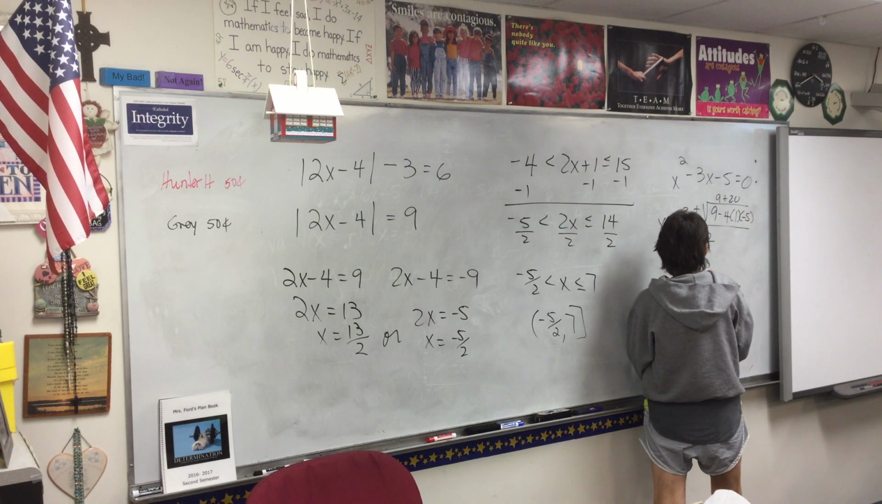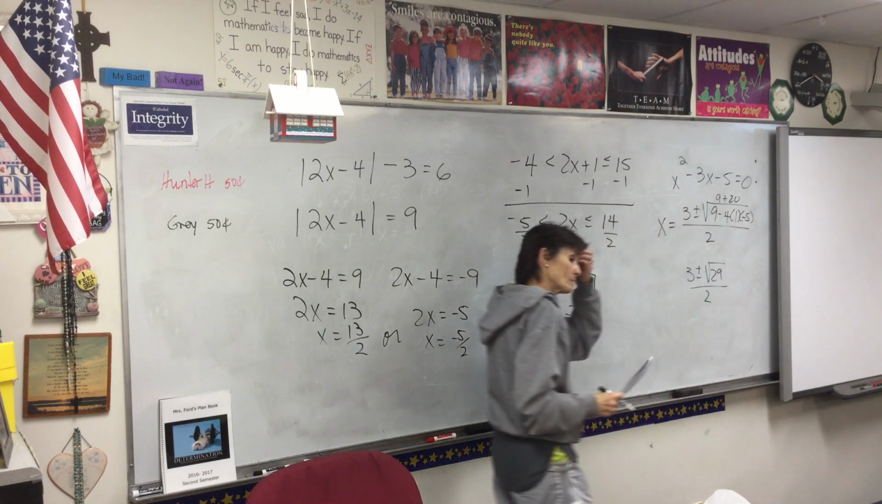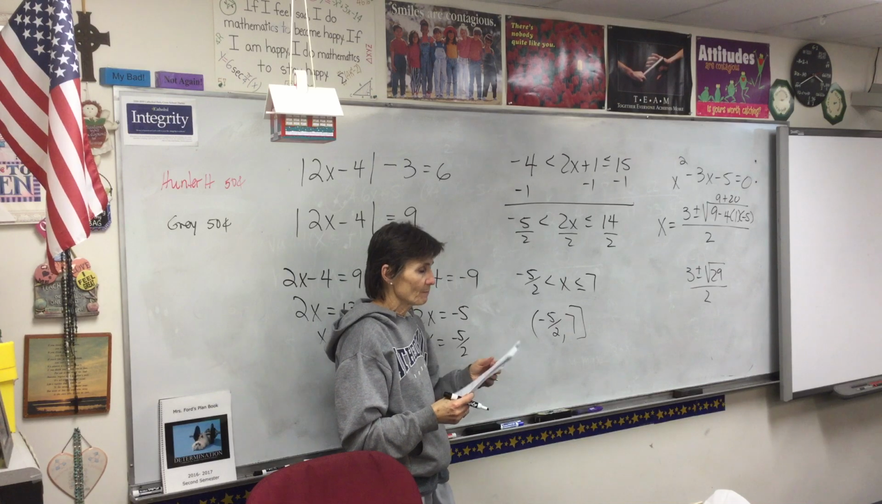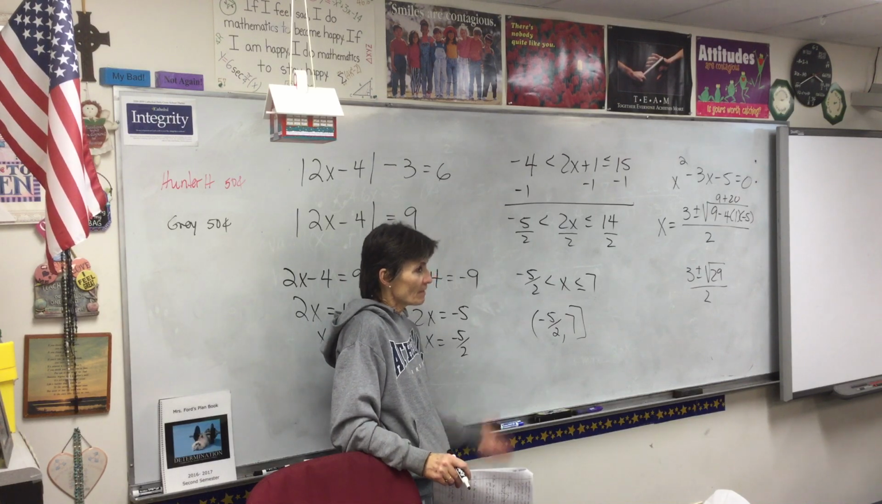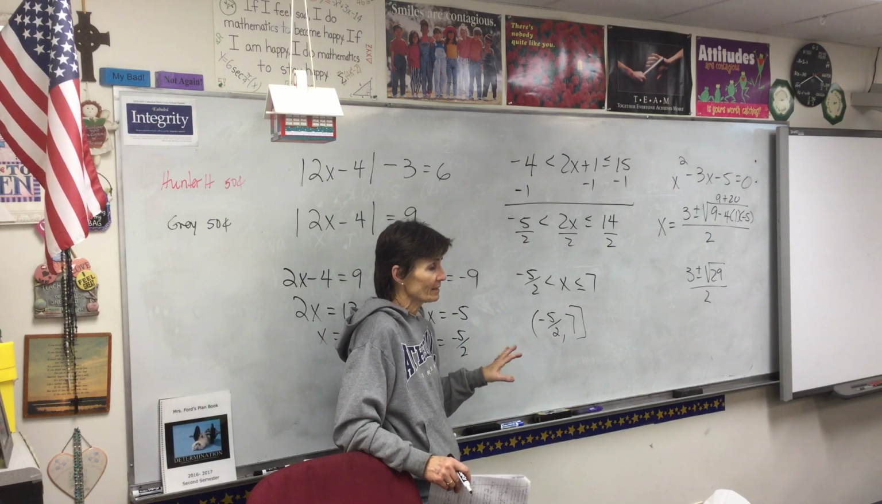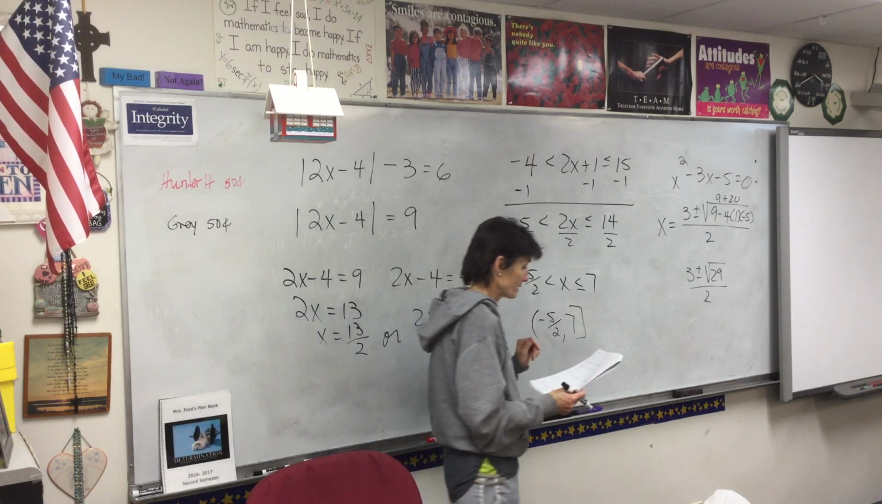I got 3 plus or minus root 29 over 2. And that's it. That's all there is to it. Think about what we've done. You can do this. This is not hard. You've got this with a little bit of study and practice.